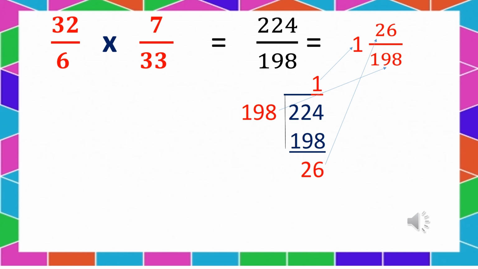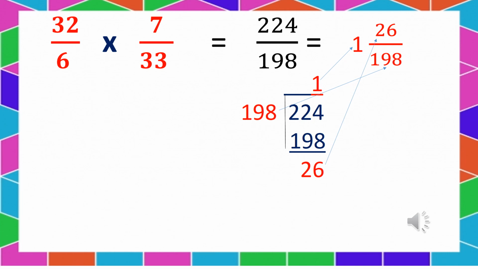The numerator is bigger than the denominator, so this is an improper fraction. Therefore, we need to change this into a mixed fraction. So how to do it? We will simply divide 224 by 198. If we divide 224 by 198, the first digit of the quotient is 1, and we multiply 1 times 198, so it will become 198. We will subtract that from 224. The result will be 26. Now 26 can no longer be divided by 198, so 26 becomes our remainder.